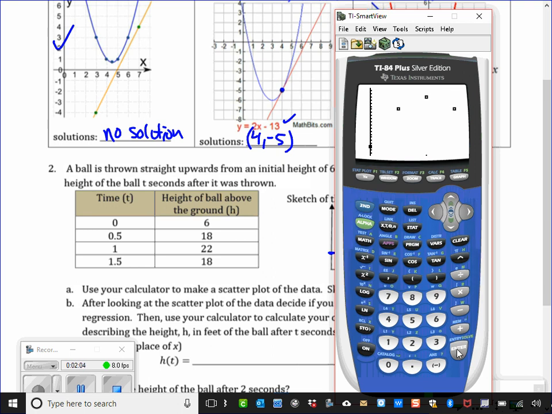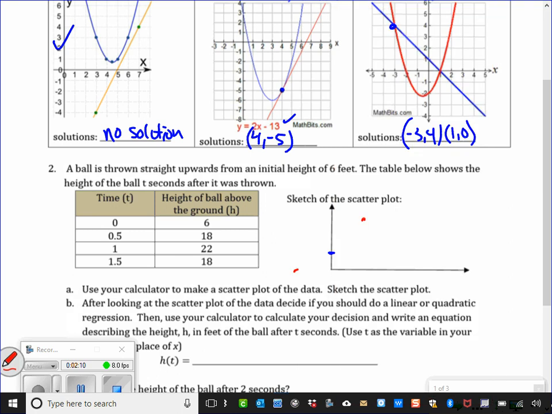So I can clearly see that this is a parabolic shape, so it's not a line, it's a parabola. I just wanted a little picture here. We only had 4 points, right? Okay, so I'm going to choose a quadratic regression. I already have my data in there.